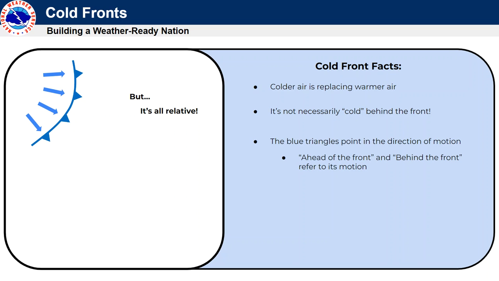What do those blue triangles mean that are on the cold front? Those point in the direction that the cold front is moving. If you're ahead of the front, that means that the cold front has not arrived yet. If you're behind the front, that means that it has already moved through.